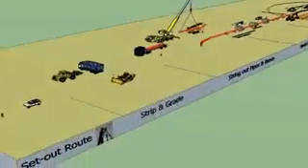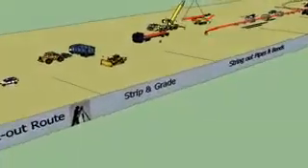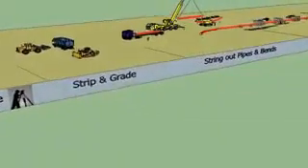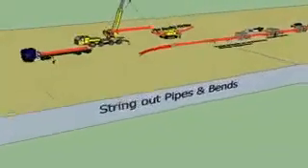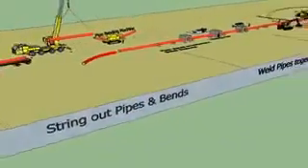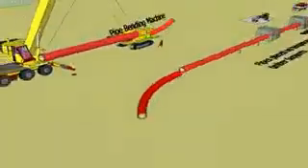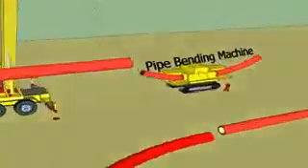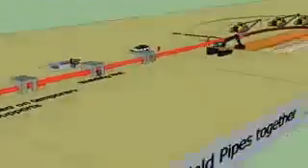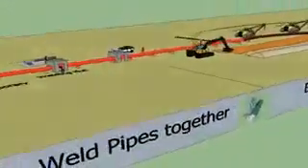Oil and gas pipelines both onshore and offshore. Onshore pipeline, the construction sequence is: set out the pipeline route, strip and grade the ground, string out the pipes and bends, weld the pipes together, excavate the trench, lower the pipe string into the trench, backfill the trench and reinstate the ground.